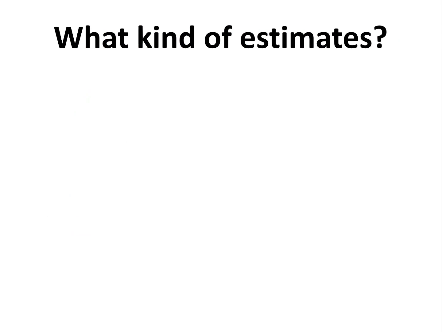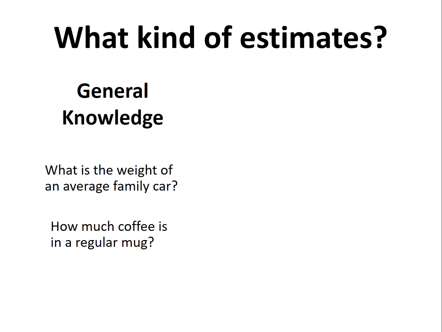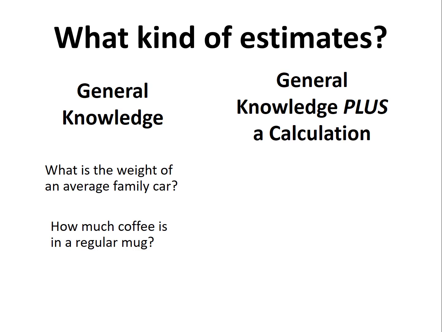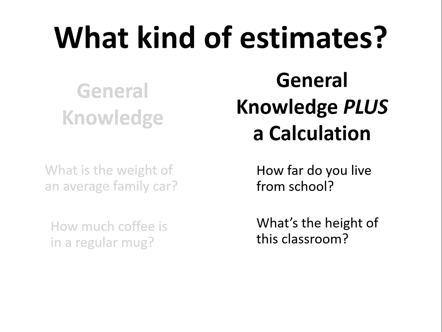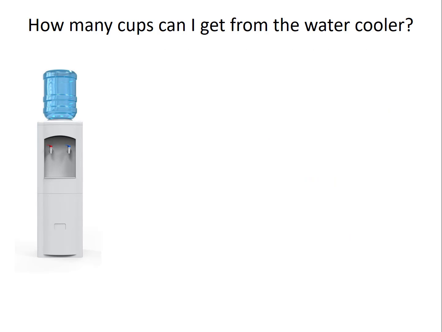So if we look back at the kind of estimates that teacher was asking in the classroom, they fell into two broad categories. The kind of general knowledge ones, what's the weight of a car, how big's a cup of coffee, and the general knowledge plus a calculation ones. What we're looking at today is essentially the ones on the right, where you have to combine some general knowledge with some calculations, but you do need to know some basic facts to make much headway on estimating. So now let's look at a couple of more complex examples where you have to apply some knowledge and calculation skills. How many cups can I get from this water cooler?